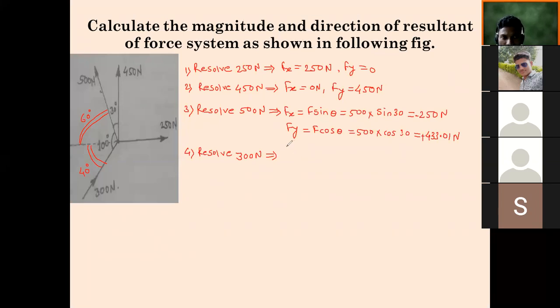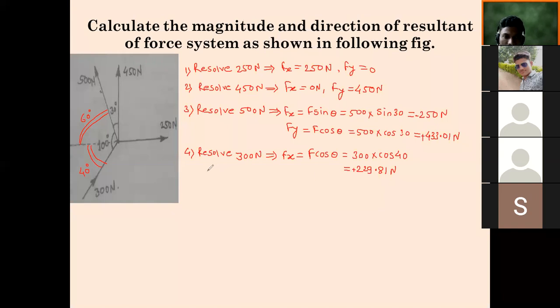This 40 degree angle, with whom is it, with the x-axis or the y-axis? X-axis. So what will be its x component? F cos theta. So what will be its value? 300 into cos 40. Calculate. 229.81. Is it positive or negative? It is positive. It will not be negative, because it is going towards the positive x-axis.